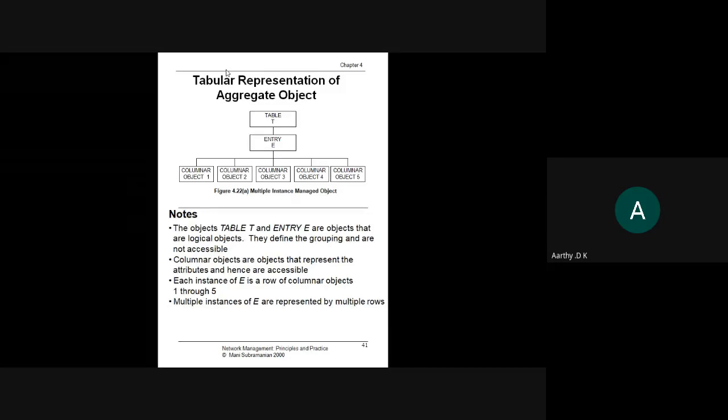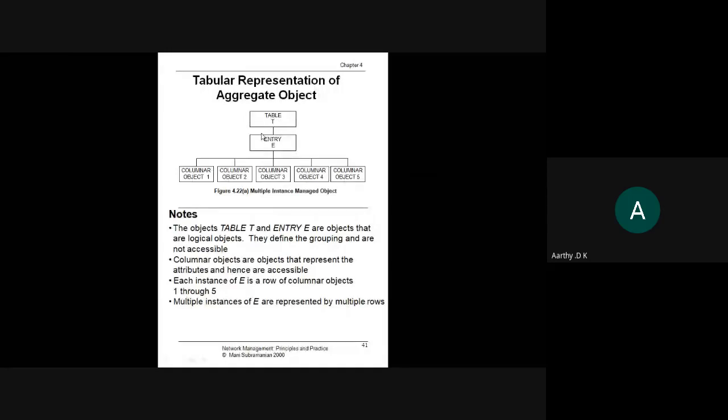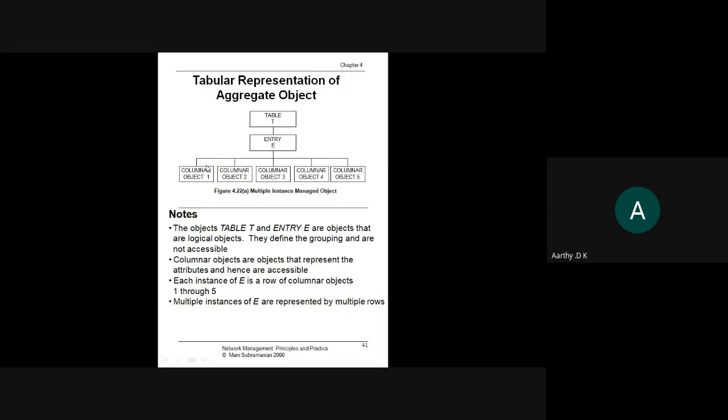So here you will have a table. Each table will have entries, and every entry will have particular columns. Here we are having 5 columns. It may not always be 5; it can be any number of columns. Suppose this is for one single object. If you have 5 objects, then you will have 5 rows.